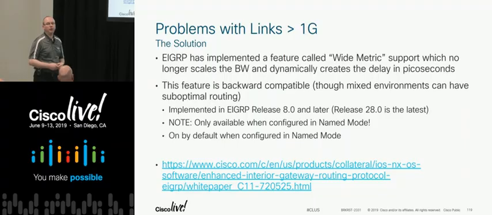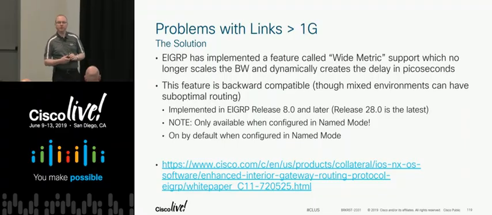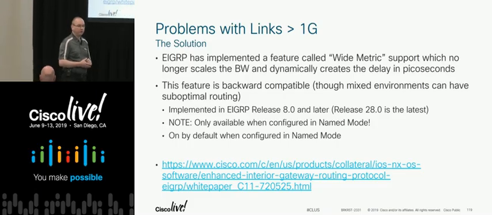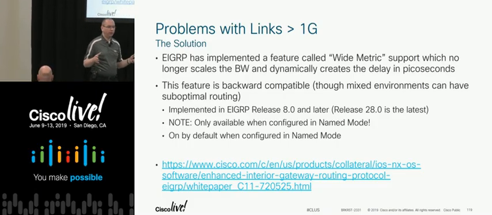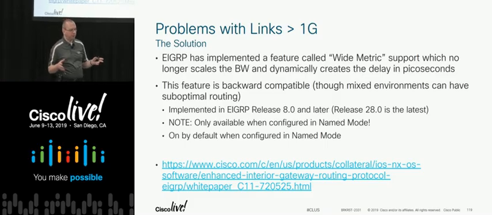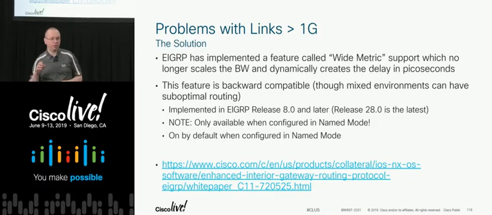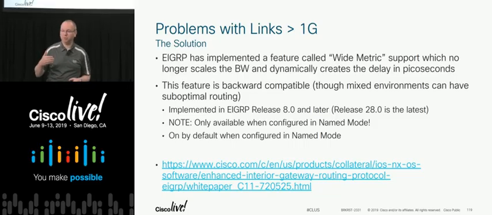What we have done in EIGRP release 8 and further is that we have enabled what we call wide metrics. Wide metrics is a feature that expands quite drastically the space and the granularity of the metrics that we do. We can go theoretically up to 4.2 terabits. In fact, we can do even more, but since the IOS infrastructure only reports the bandwidth as a 32-bit number, the real bandwidth that we can really advertise is 4.2 terabits.